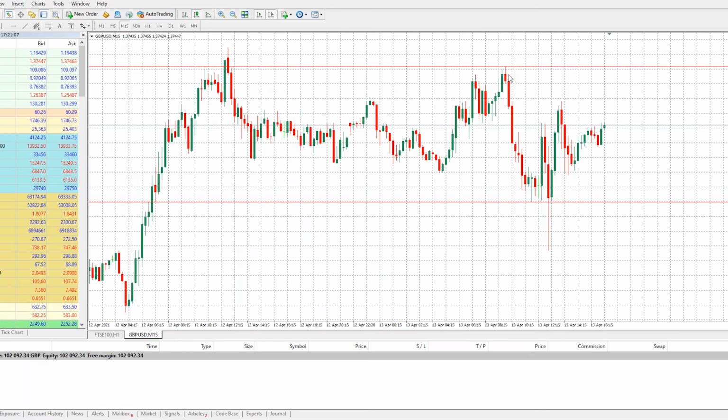So we can see why this moved. We can also see why it's stuck in the middle. We've got mixed news out of Great Britain. Some good news, some bad news. Fundamentally, not the easiest thing to trade on. So let's move to something different. But at least we understand why those movements occurred.